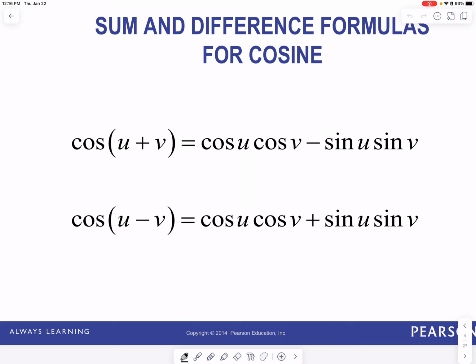So here we have some sum and difference formulas for cosine. Cosine of u plus v equals the cosine of u, cosine of v minus the sine u sine v. Cosine of u minus v is cosine u cosine v plus sine u sine v.